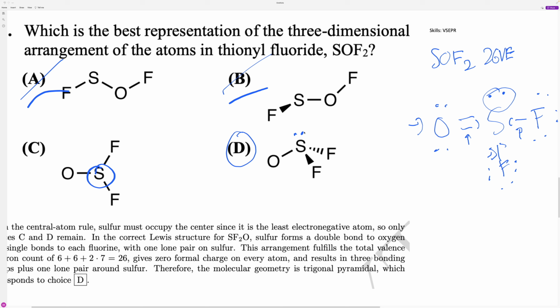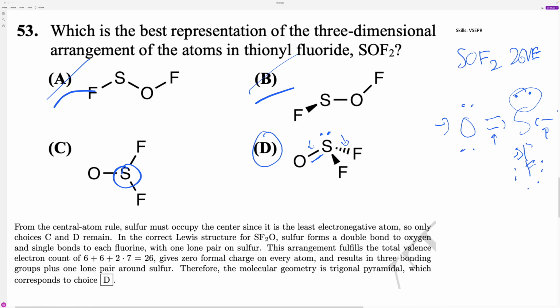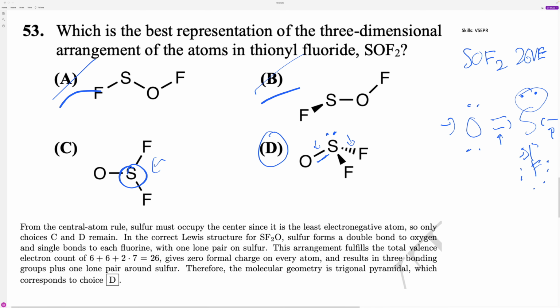However, sulfur is going to have a lone pair here, which repels these bonds, and this is going to have a double bond here. So this is not showcased in the 3D arrangement of the atoms because that's not the 3D arrangement, that's the structure. And if you look at C here, this is actually implying trigonal planar because these are equally spaced. So this is going to be like 120 degrees, which is not the case if you have a lone pair here, since lone pairs are going to repel the bonds. So D is going to be our answer.